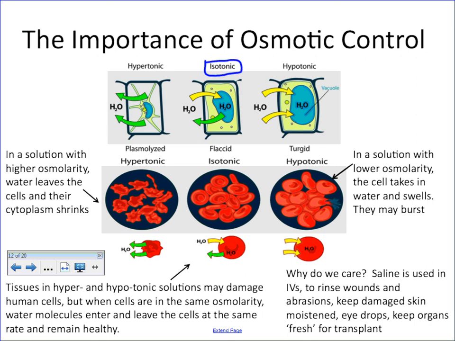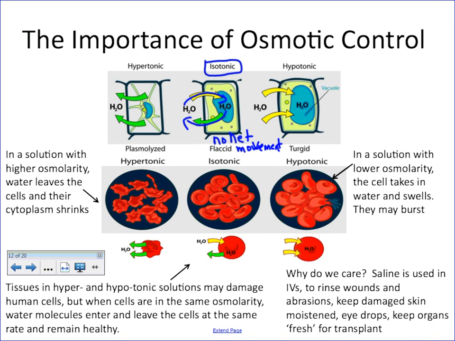There is what's referred to as isotonic solutions. These are solutions that have the same solute concentration as that of a cell. With an isotonic solution, you have an equivalent amount of water moving into the cell as you do moving out of the cell. So in isotonic solutions, there is no net movement of water in or out of the cell. The cell is able to maintain its shape and function normally.